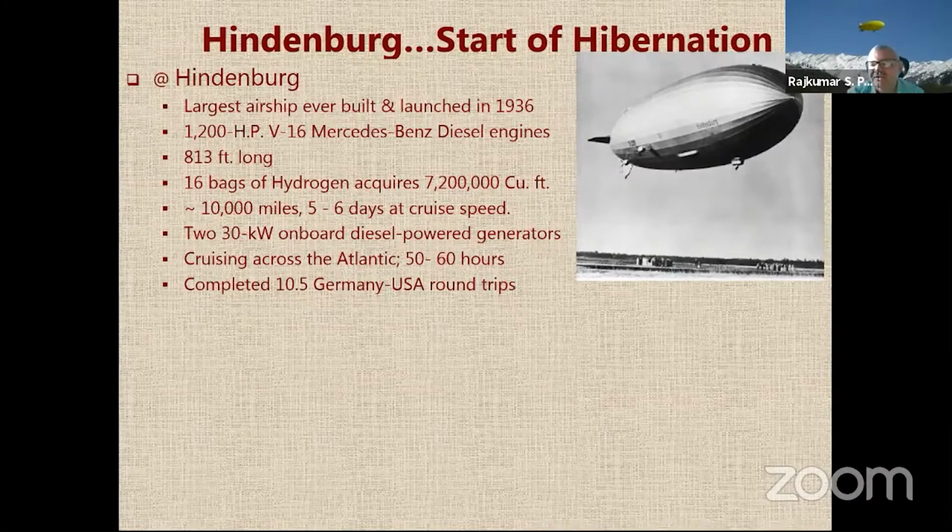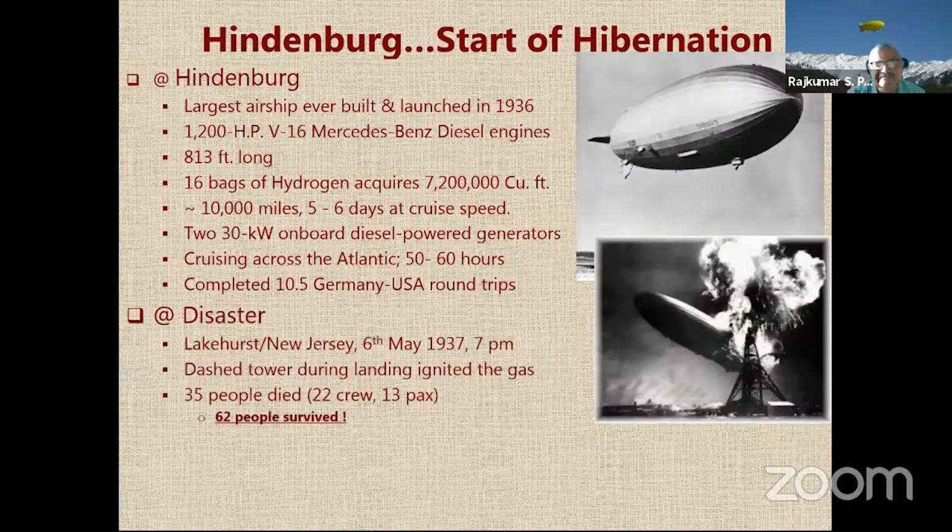All this was in 1936. And before that, when the fixed wing aircraft were struggling to actually perform, there was nothing available at that time which could fly such a large distance. The disaster took place in 1937. What you know is that 35 people died. What you don't know is that 62 people survived.